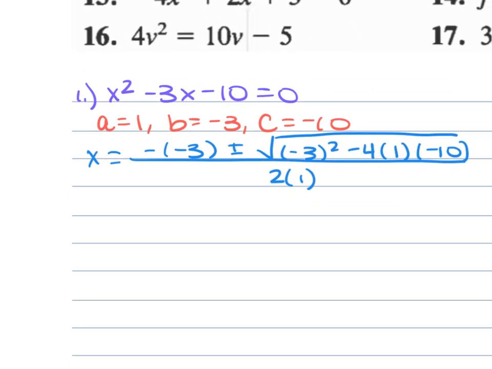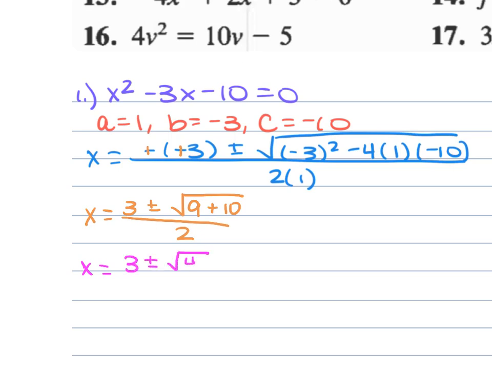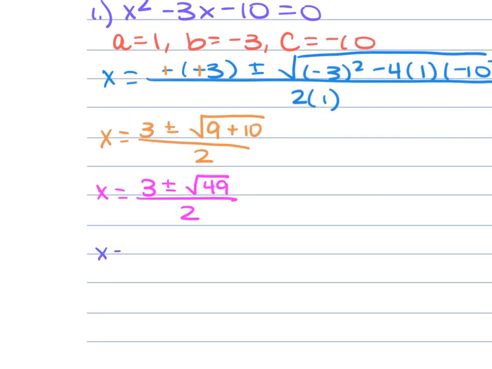Alright, so if we simplify this, those two negatives are going to turn positive. So we're going to have x is equal to 3 plus or minus the square root of negative 3 squared is 9 minus 4 times 1 is negative 4. Negative 4 times negative 10 is a positive 10 all over 2. So x is equal to 3 plus or minus the square root of 49 all over 2. The square root of 49 is 7, so x is equal to 3 plus or minus 7 over 2. This is going to give us x is equal to 3 minus 7 over 2, as well as x is equal to 3 plus 7 over 2.